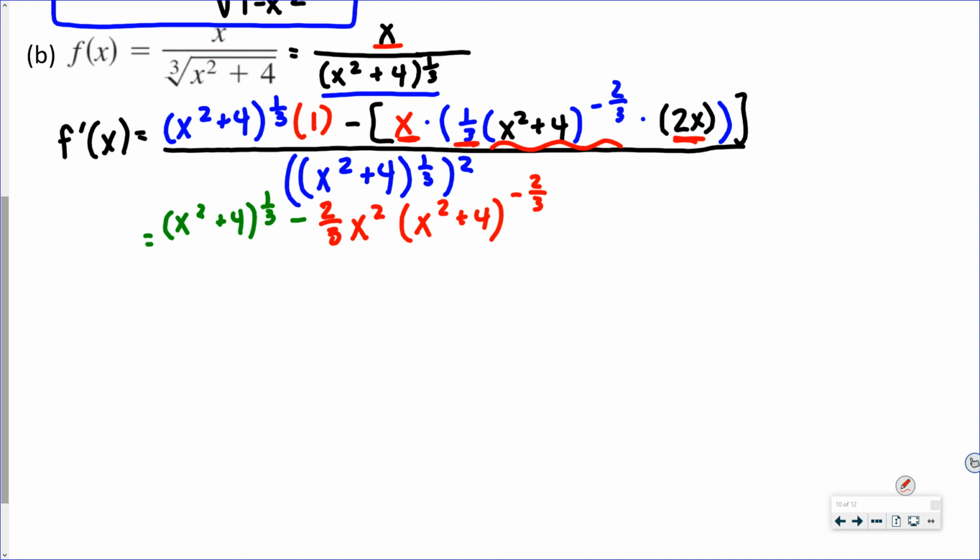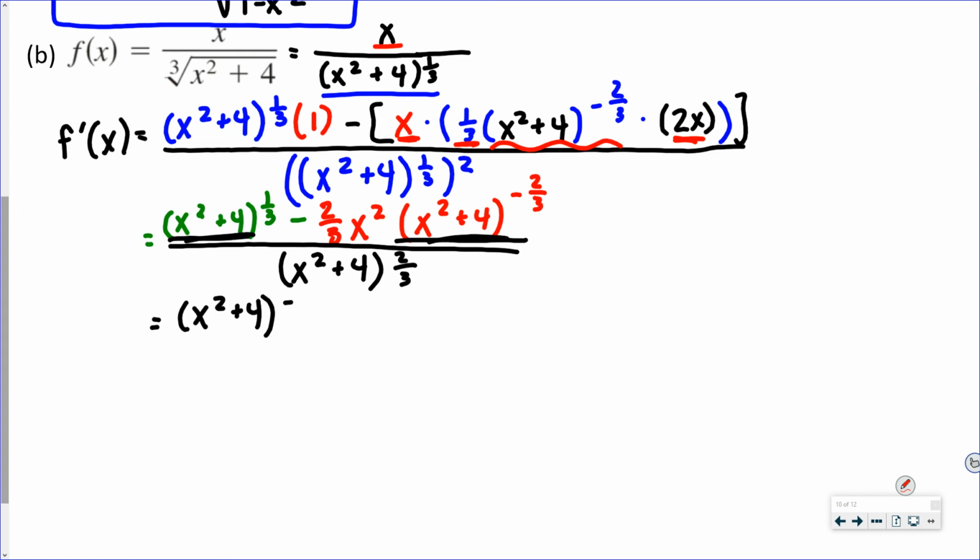All over, here when I have a power to a power, what do I do with the powers? Not add. Subtract. Not subtract. Multiply. Multiply! Nice! 3 times the charge. Okay, now we're going to do that similar little strategy that we did in the last one, where we're going to factor out x squared plus 4 to the negative 2/3. Okay, I'm going to factor out x squared plus 4 to the negative 2/3.